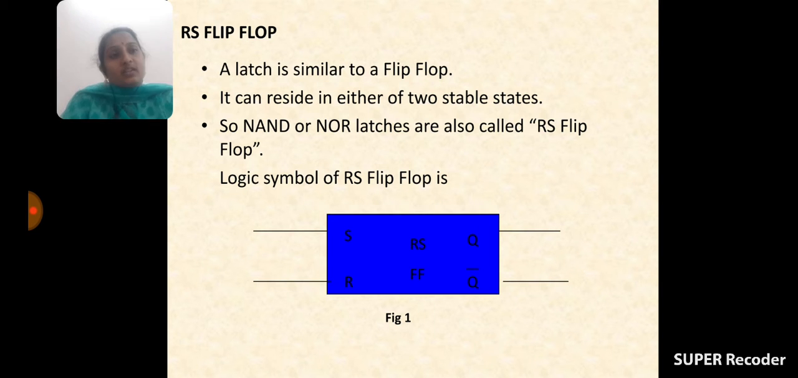Sequential logic circuits are of two types, as I already told you. Synchronous circuits and asynchronous circuits. In synchronous circuits, all flip-flops are clocked simultaneously. Simultaneously means at the same time with the same clock pulse, at the same level. For example, a 5 volt pulse is applied to all the flip-flops at the same time.